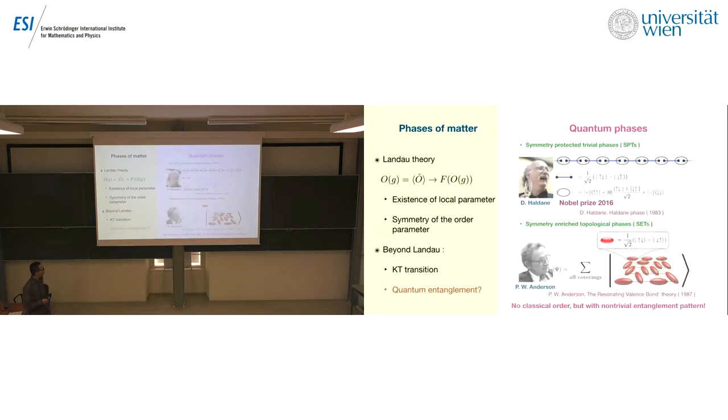The second route is Professor Duncan Haldane's discovery of the Haldane phase. He noticed that in the 1D spin chain, you can have a non-trivial quantum entanglement pattern, which uses the fact that quantum entanglement is basically a non-local object. So you can form this kind of singlet and another kind of non-trivial superposition of those singlets, and that wave function is very sharply different from the usual product state. So that's another route to go beyond the Ginzburg-Landau paradigm.